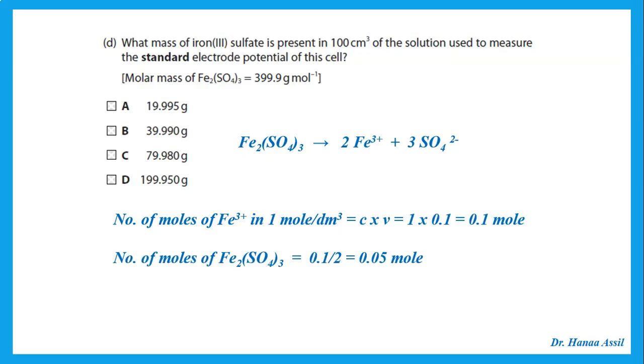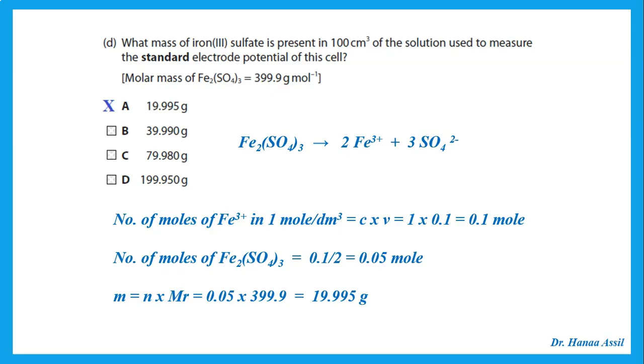But then that means I need half that number of moles for the iron 3 sulfate solid, because each mole of iron 3 sulfate makes 2 moles of iron 3 plus. And that is what we want in the final solution, we want 1 mole per decimeter cubed. And that means the number of moles of the iron 3 plus in the 100 centimeter cubed should be 0.1 mole. That means the number of moles of the sulfate solid should be 0.05. Get the mass of that, and the mass is number of moles times Mr, and that gives you the mass of 19.995. Are we following?